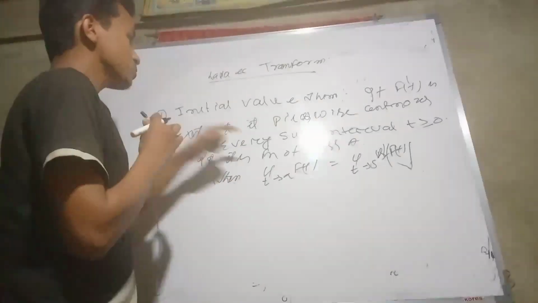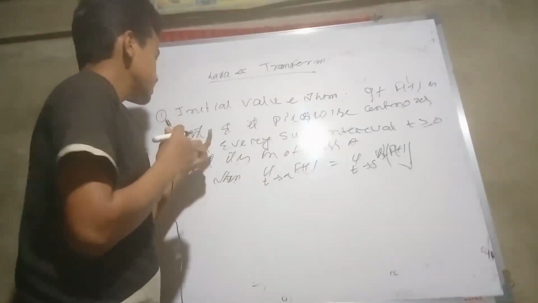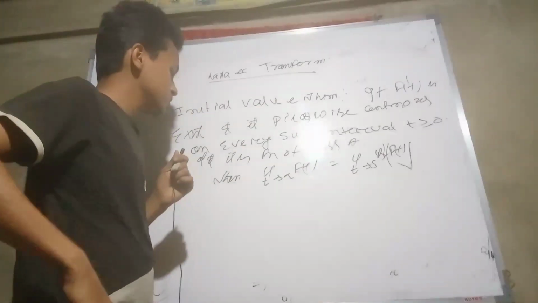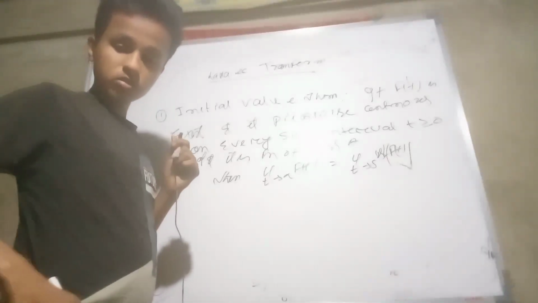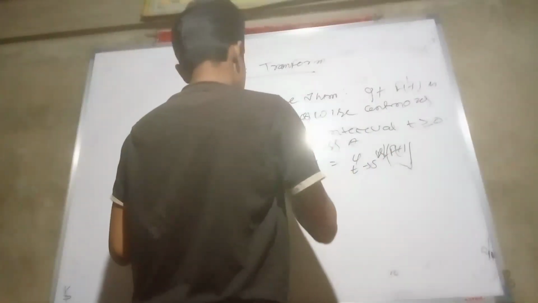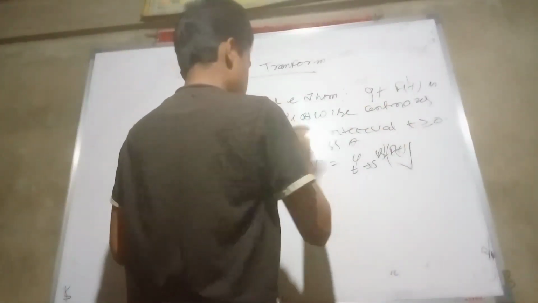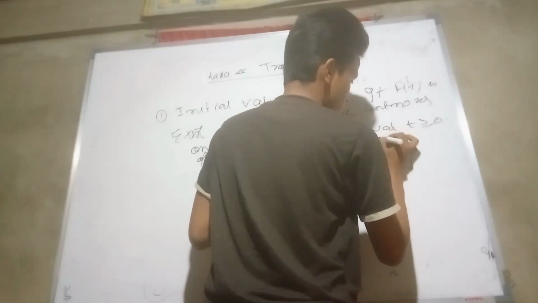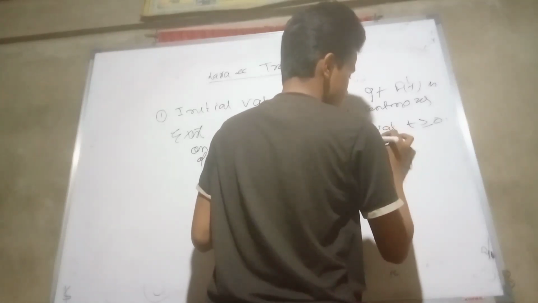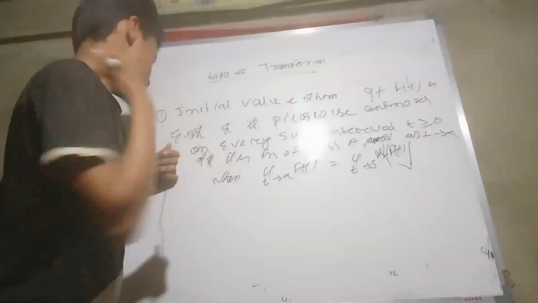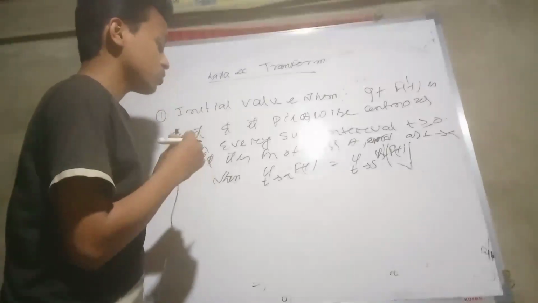So here I have written the initial value theorem. If f'(t) is a function, f'(t) exists and is piecewise continuous on every subinterval of t greater than 0, and if f is a function of exponential order as t tends to infinity, then we have this. So what I have written now, we are going to prove it.